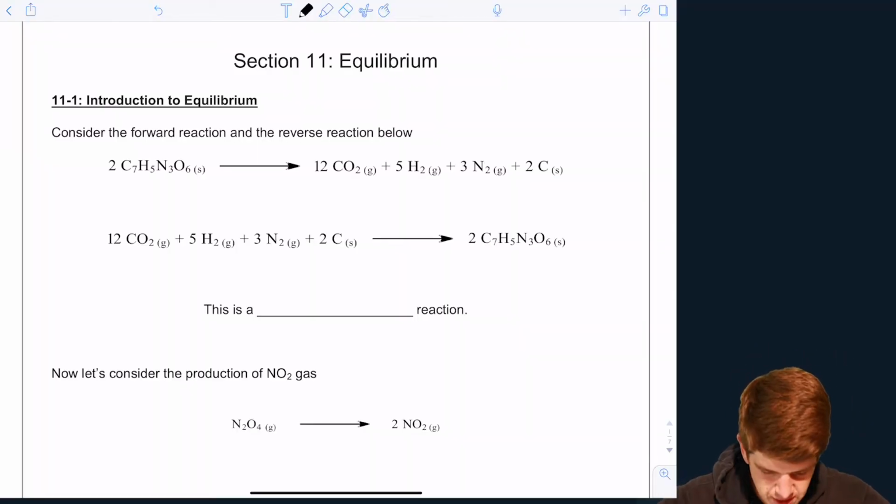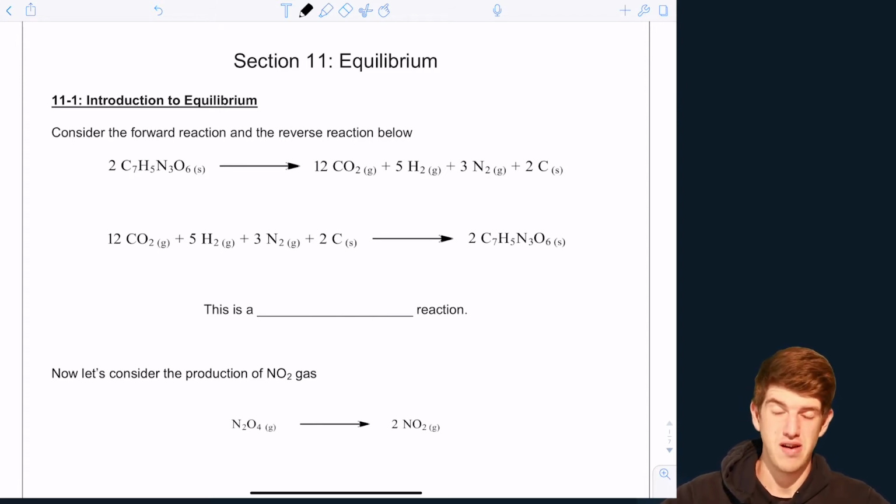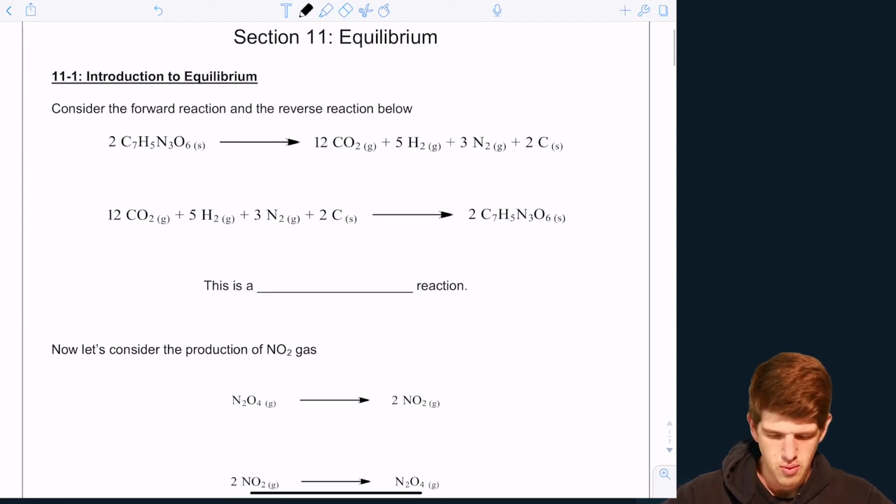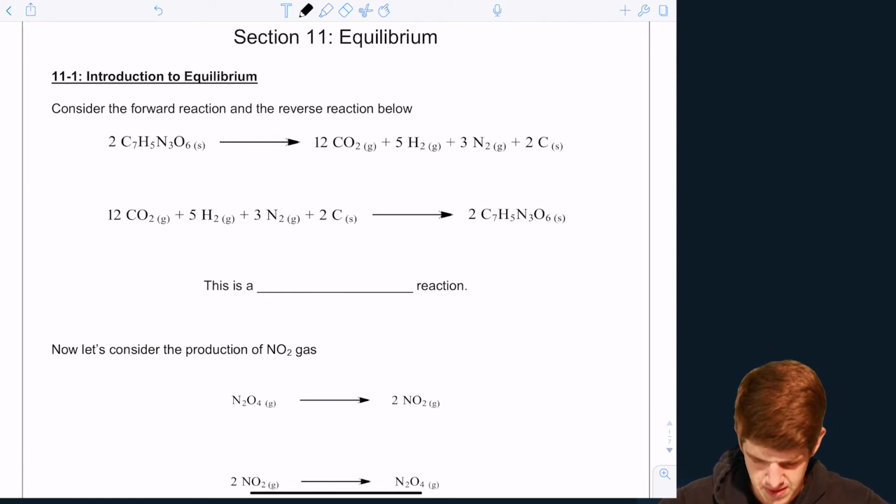All right, so now let's focus on equilibrium. Equilibrium is going to be a very big topic, and some of the topics within it are basically guarantees for the exam. We first have to talk about what equilibrium is, some factors about equilibrium, and then some changes in equilibrium. But first, let's talk about what equilibrium is.